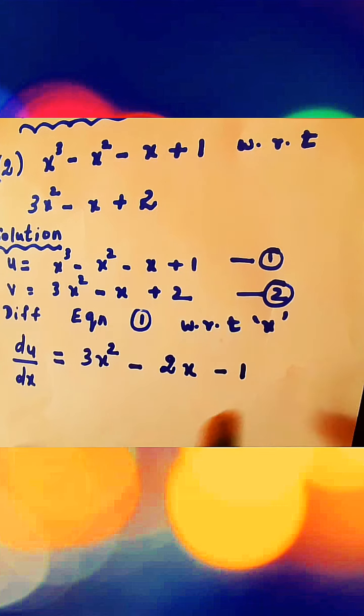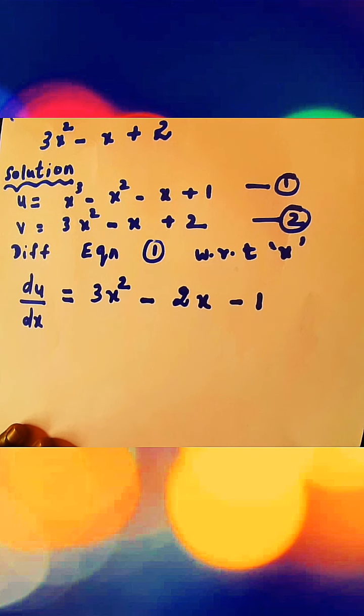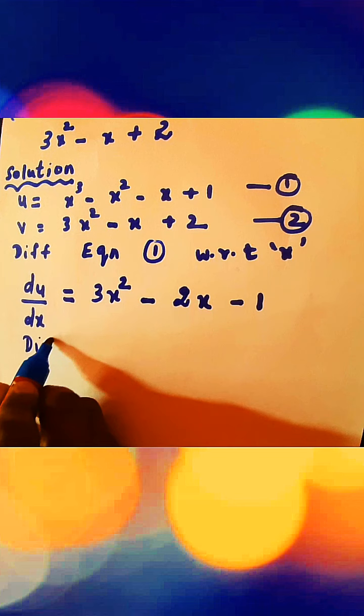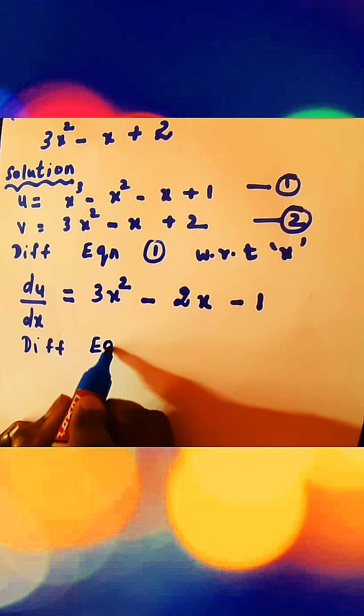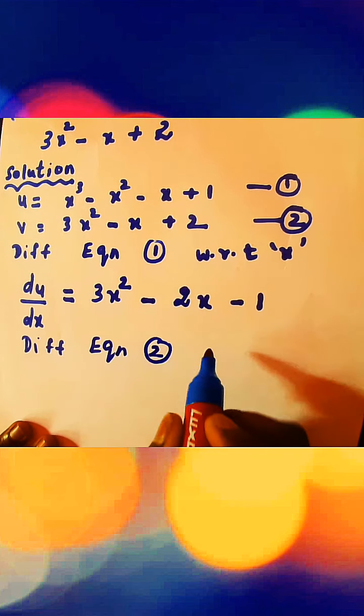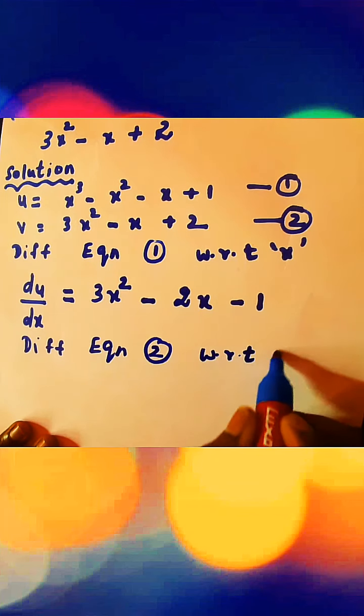Okay, already have minus, so minus 1. Differentiation of constant will become 0. We got du by dx. Right, friends? Next, what we will do, we will differentiate equation 2 with respect to x.